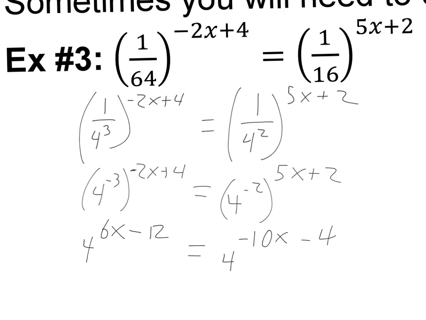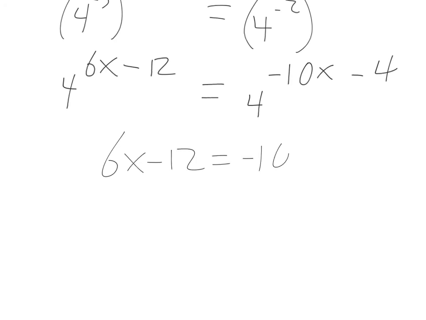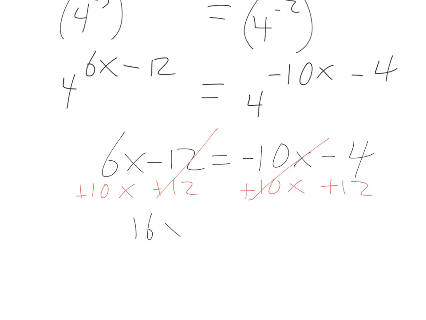All right, we got common bases. That's what we were trying to do. So now we can set the exponents equal to each other. So I got 6x minus 12 equals negative 10x minus 4. From here it's a pretty simple algebra problem. Let's add 10x. Let's add 12. Cancels that, cancels that. 6x plus 10x is 16x. 12 and 4 is 8. Divide by 16, divide by 16, we get x equals 1/2. 8 over 16 reduces down to 1/2.